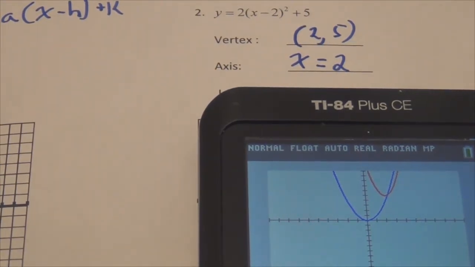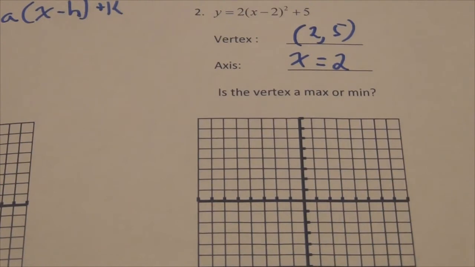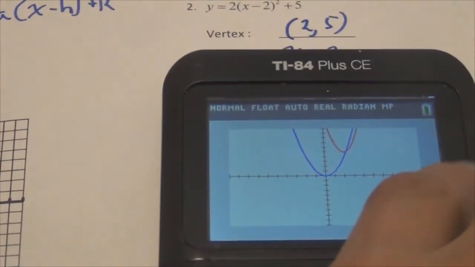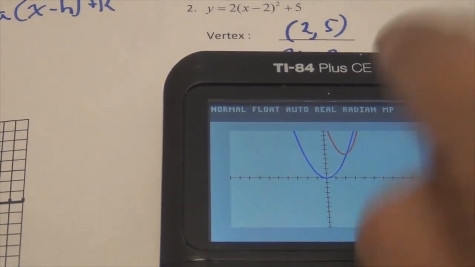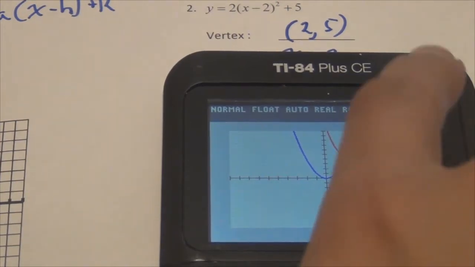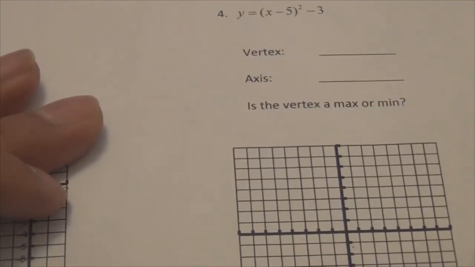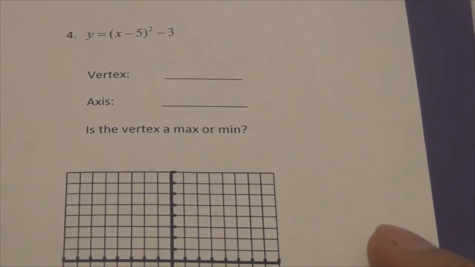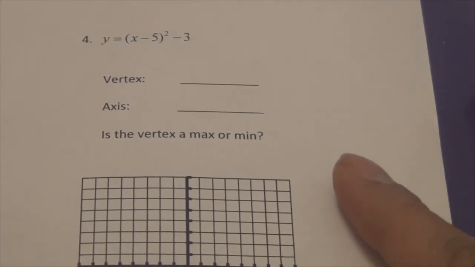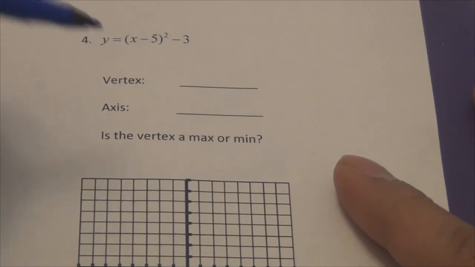Cool then. What else? Is the vertex a maximum or a minimum? Well, it's a minimum because it's the bottom point. Okay, and the minimum is right here. Now here we're not going to use the calculator. Here I want your prediction. What do you think is going to happen to the parent function?